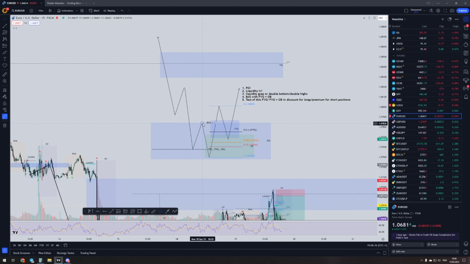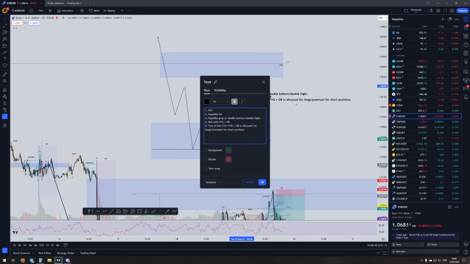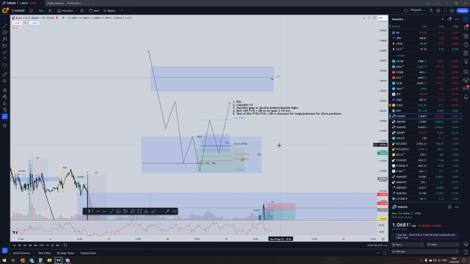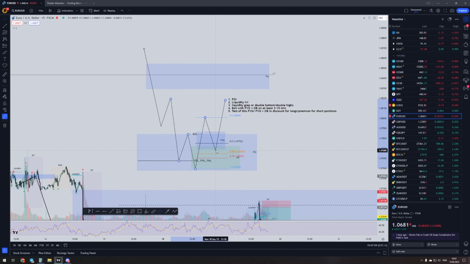It has to be a break of market structure on at least a 5 minute, so on at least 15 minutes. On the 15 minutes, it's going to be the best setup with a higher rate. On a lower time frame, there's a lower chance to win. At least 3-5 minutes.